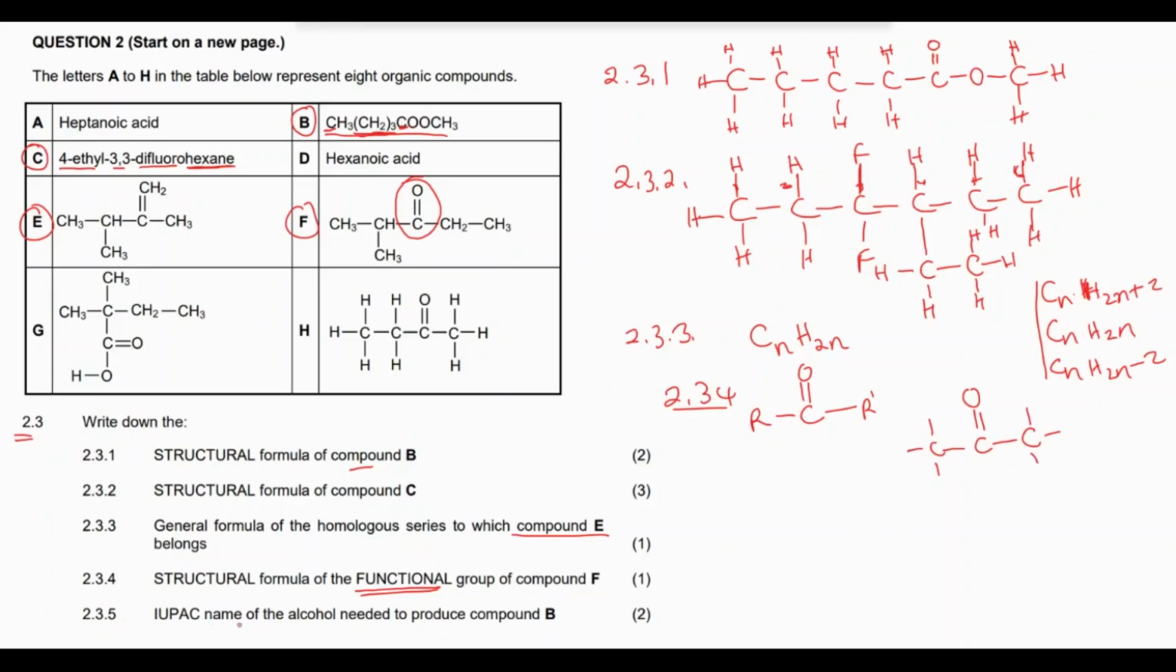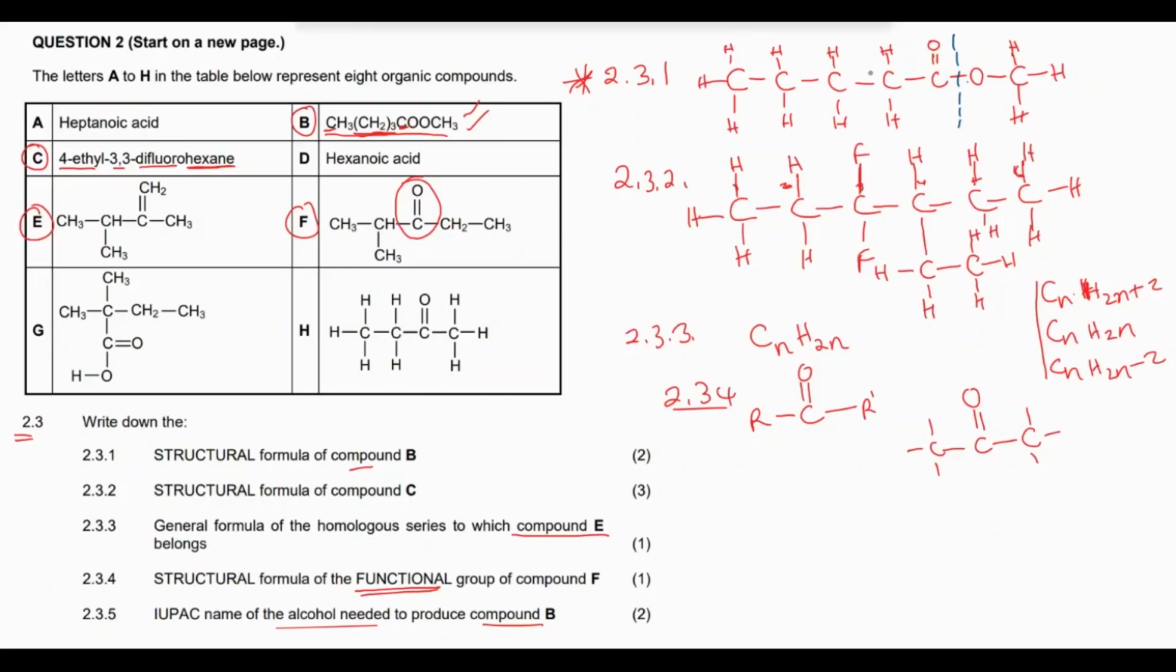The IUPAC name of the alcohol needed to produce compound B. Like I said, compound B is what? This is compound B. We talked about it. This is an ester which comes from the reaction of a carboxylic acid and an alcohol. So you can actually divide this molecule into two parts. You cut where there's the single bond. The carbon is bonded to two oxygens here: an oxygen with a double bond and also an oxygen with a single bond. So you divide where there's a single bond.